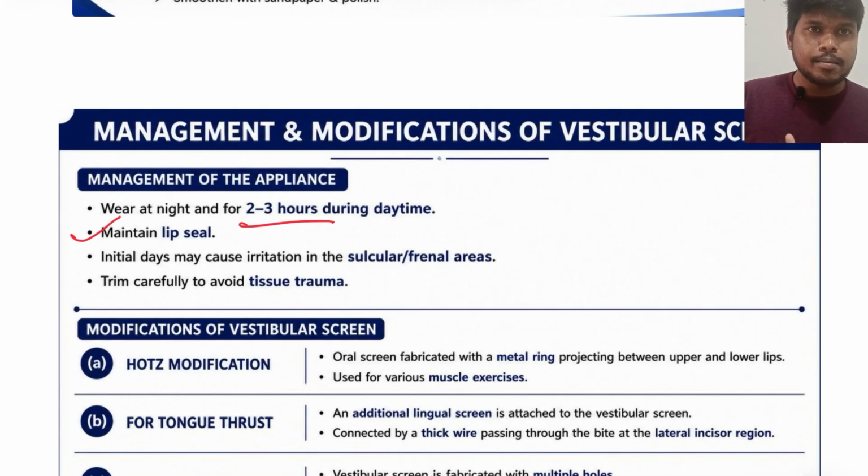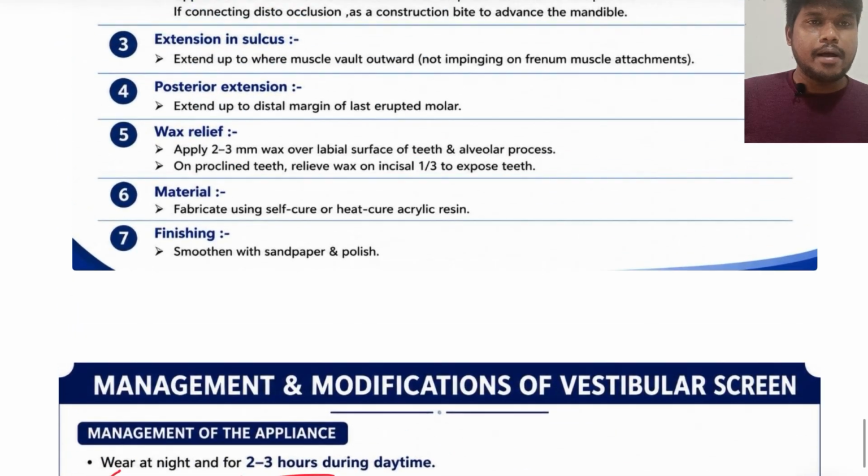Next is for tongue thrust. For tongue thrust, we have an additional lingual screen attached to the vestibular screen. If there is a tongue thrust inside the mouth cavity, we give another component inside the lingual area so that the tongue thrust can be avoided. For mouth breathers, we give a vestibular screen with multiple holes so that air can pass through it. This is the end of the myofunctional appliance.